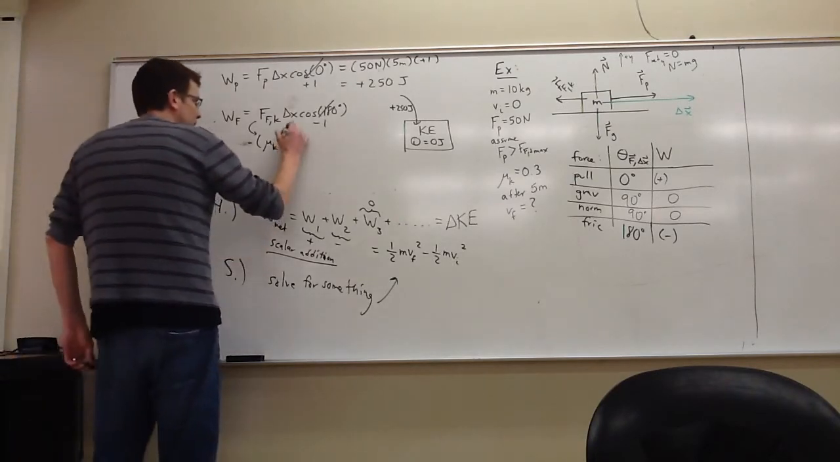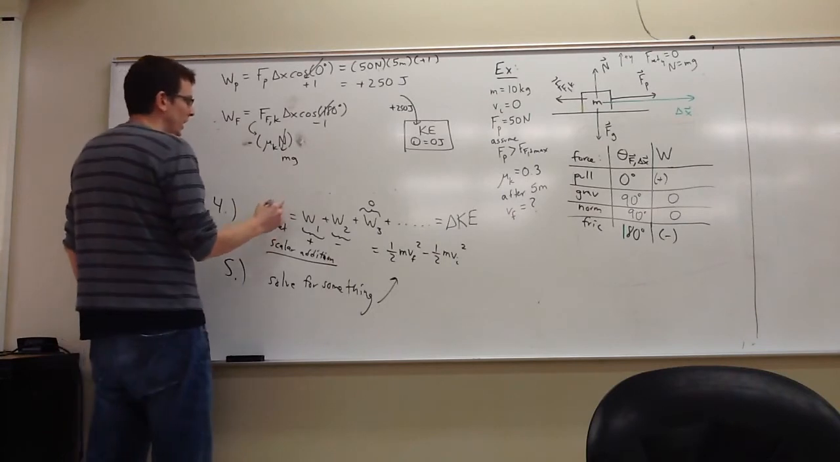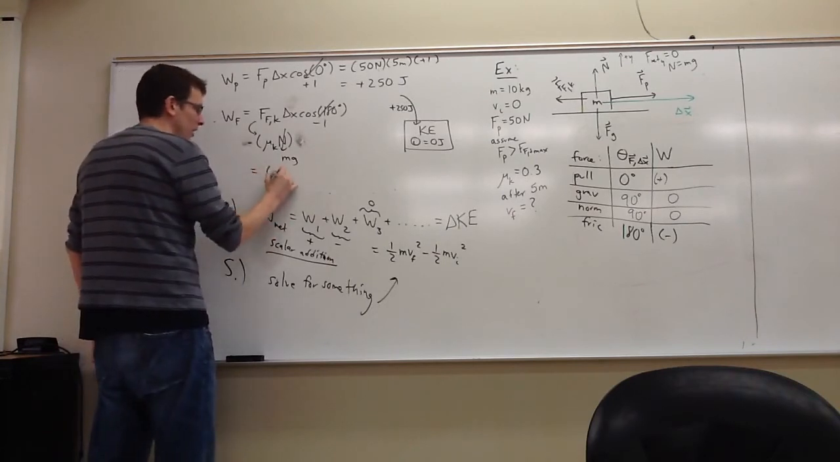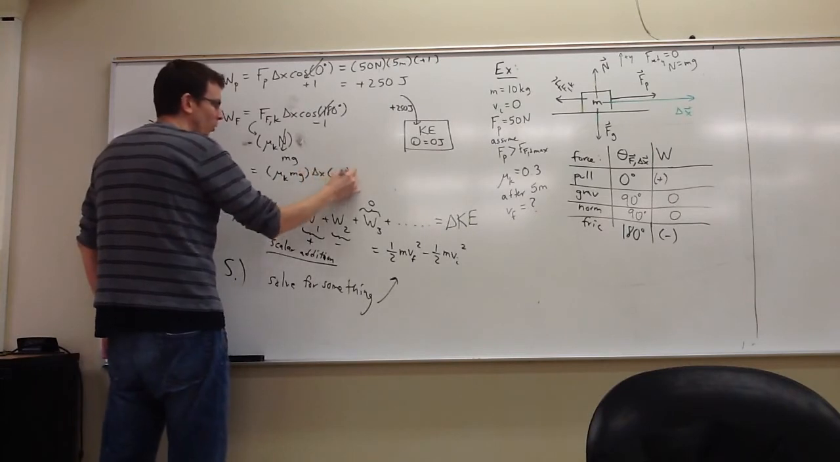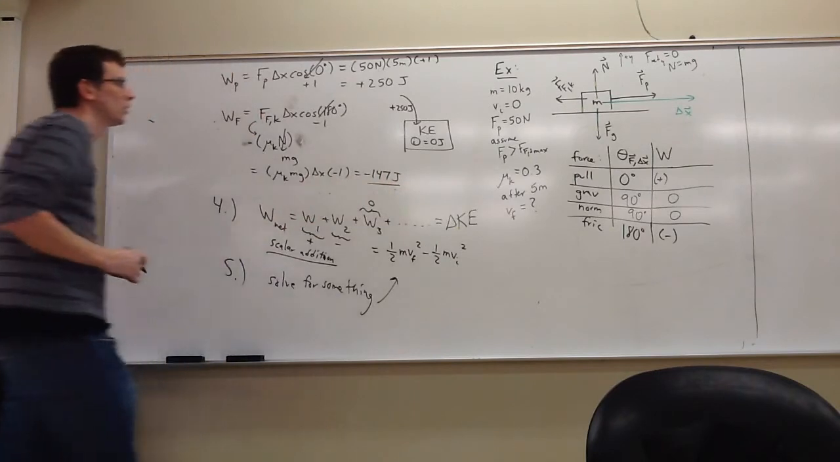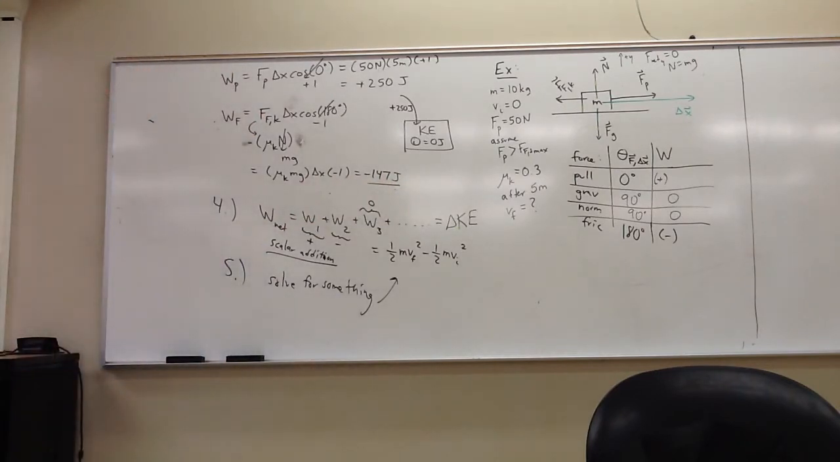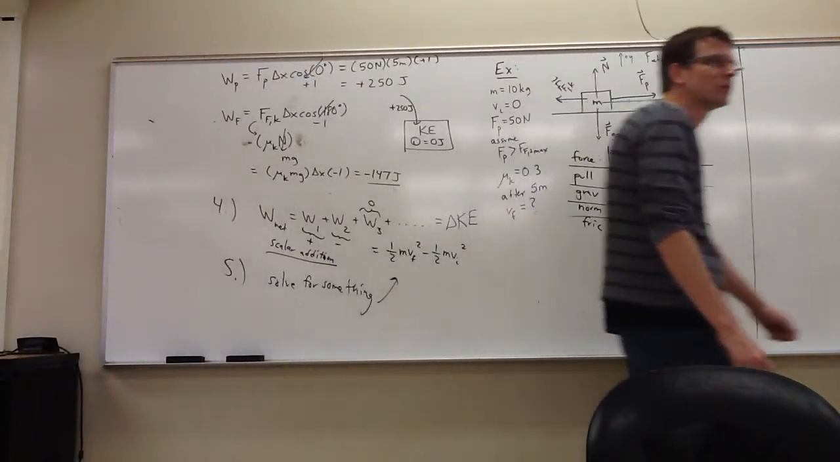So I go ahead and put in n equals mg. And what do I get? Well, I get mu k times mg times delta x times -1. And if you plug in all those, I think you should find that all of those are going to be minus 147.